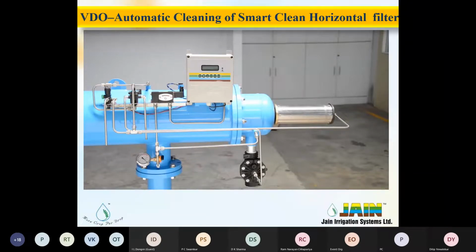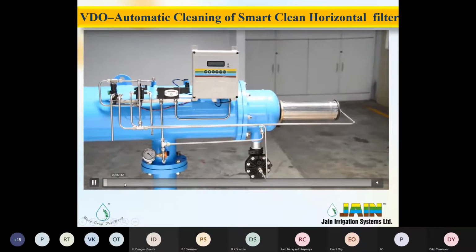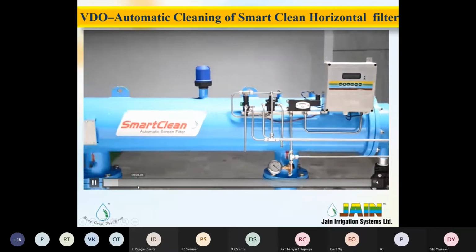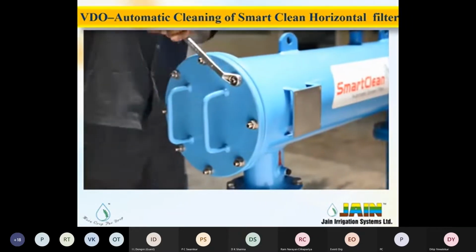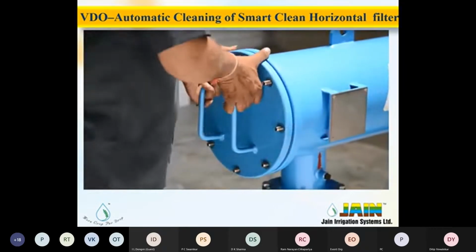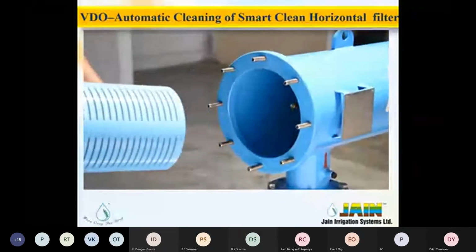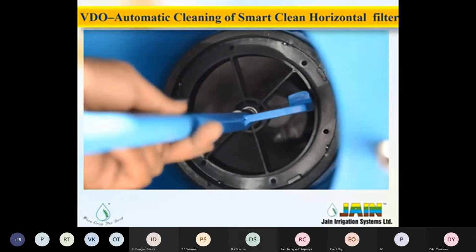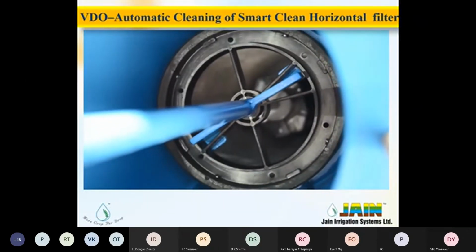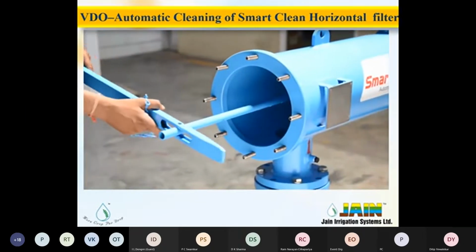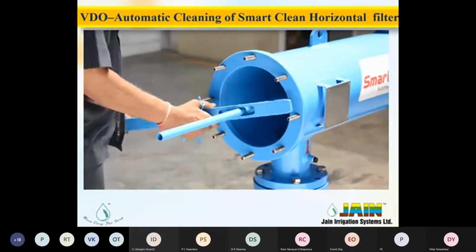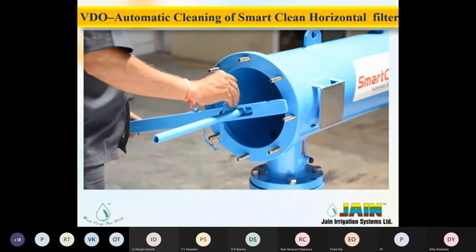Now, here I want to show you another type of filter, a smart clean filter. This is a horizontal model. How it works: this compact model, the entire body, is made from MS steel and coated with epoxy powder coating. It requires a tool to remove the screen element, and the tool is provided along with the filtration system. It is very simple to remove the screen.